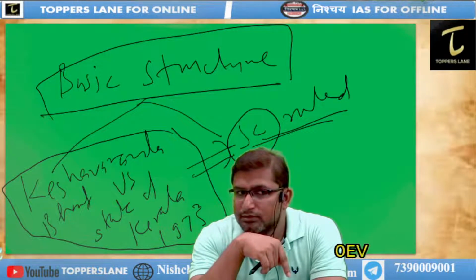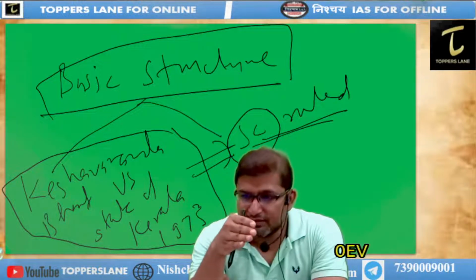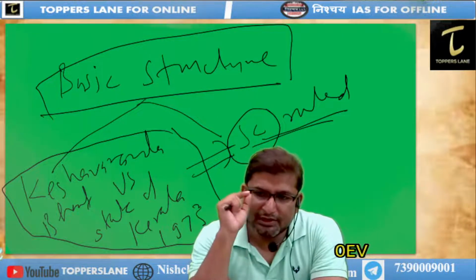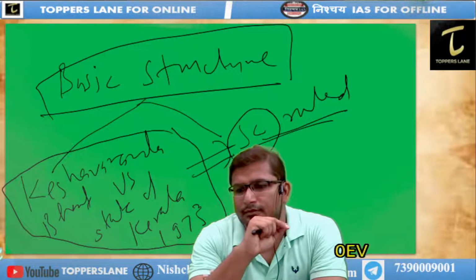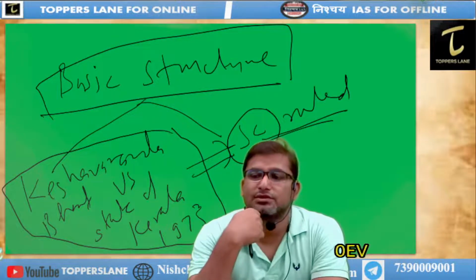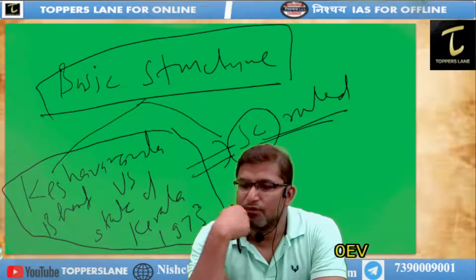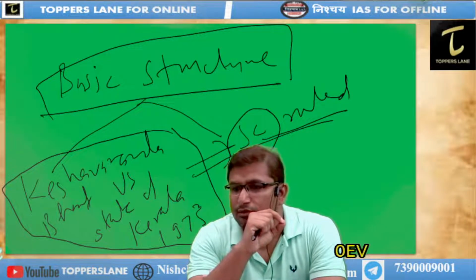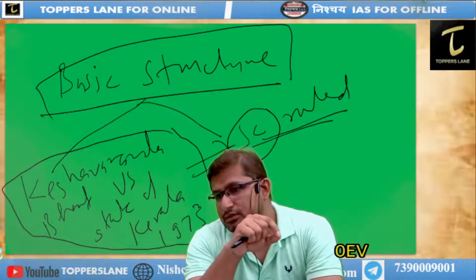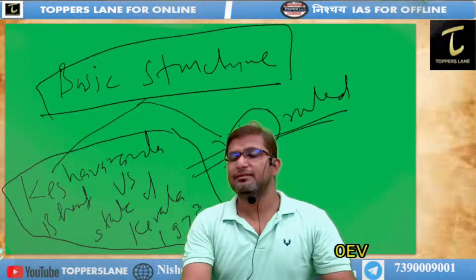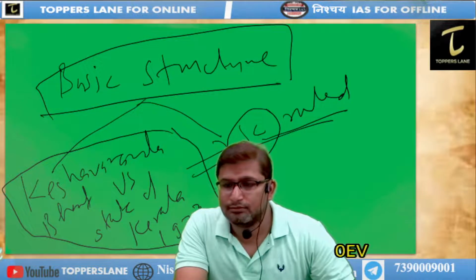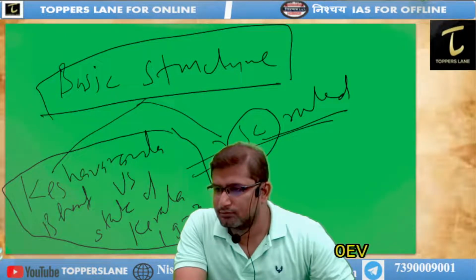So you can write down: in Kesavananda Bharati versus State of Kerala in 1973, the Supreme Court ruled that Parliament can amend any part of the constitution without destroying the basic feature of the constitution. And what would be the basic feature of the constitution would be determined by the judiciary itself. It means that there is no mention of basic structure in the constitution. It is a judicial innovation. Is that clear?